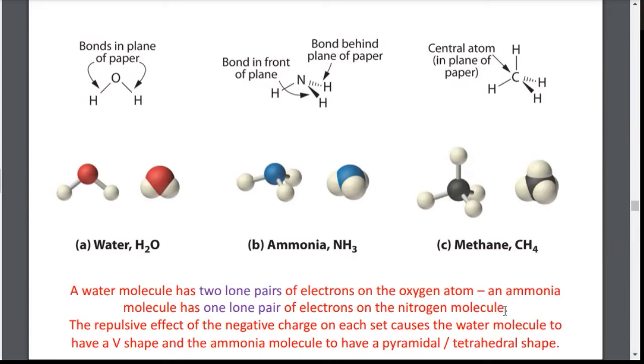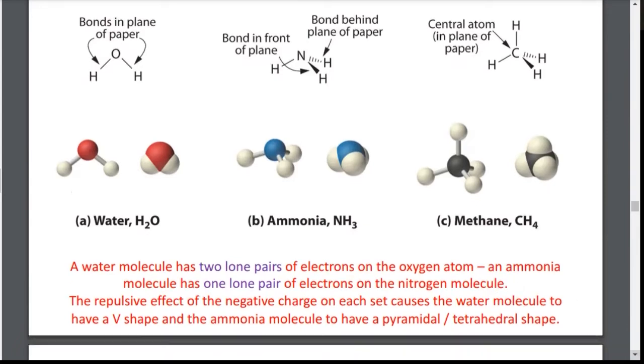Sorry, that should say atom. The repulsive effect of the negative charge on each set causes the water molecule to have a V shape, and the ammonia molecule to have the squashed shape that it does.